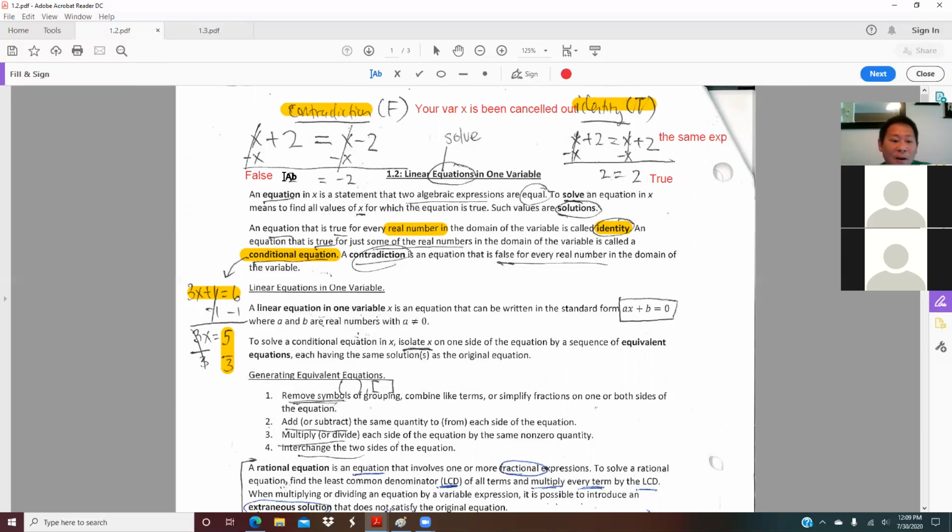This one is false because 2 is not equal to -2. If it's false, we call it contradiction. If it's true, we call it identity. Otherwise, if you are able to solve this, this is called the conditional equations.